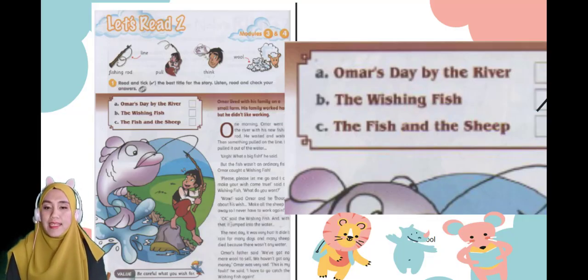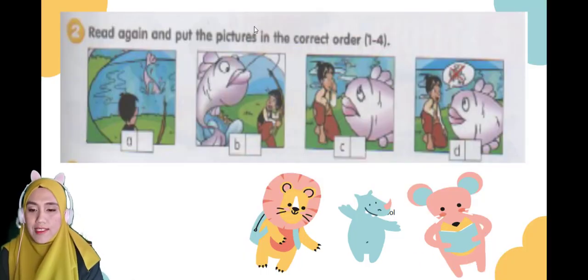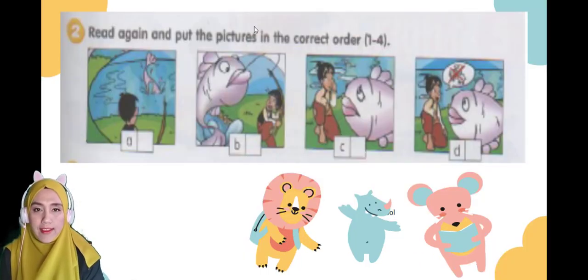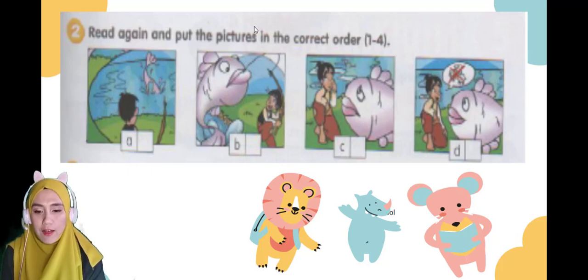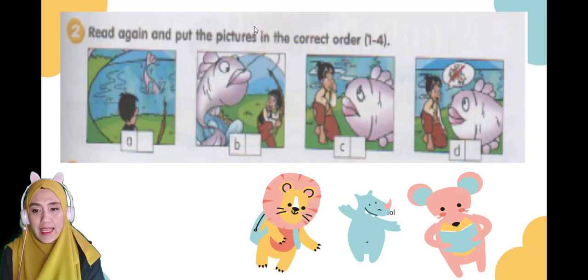Okay, so the best title is B, the wishing fish. We've just listened to the story and we have picked the title for the story. Now, let's look at activity 2. Read again and put the pictures in the correct order.